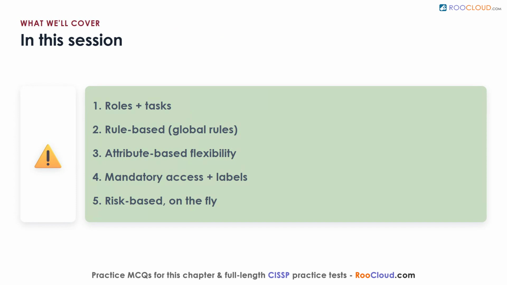How do roles and tasks organize access? What makes a rule-based model global? How does attribute-based control add flexibility? How does mandatory access control use labels? And how does a risk-based model decide on the fly?